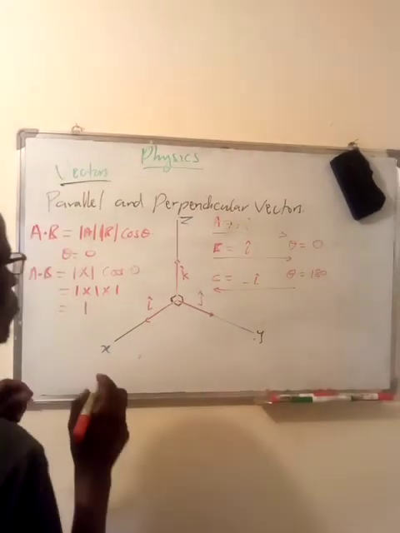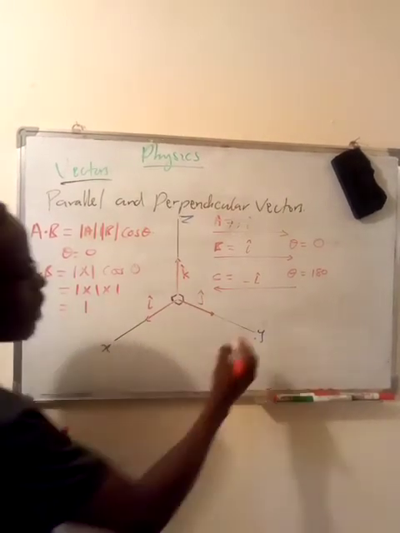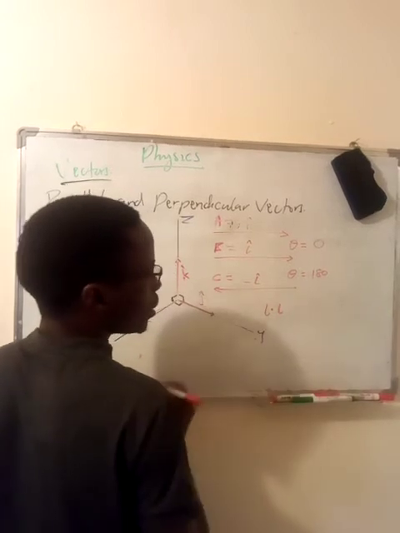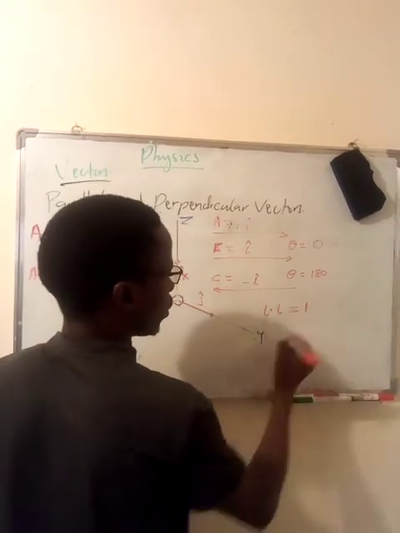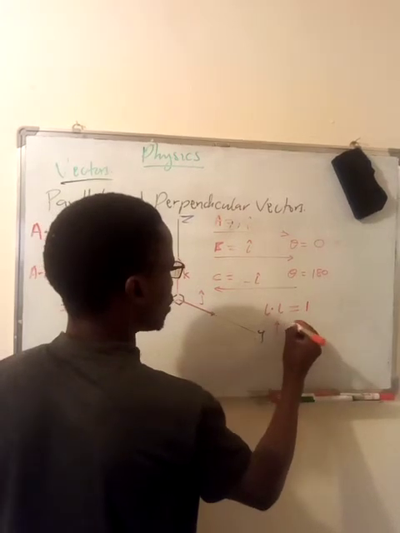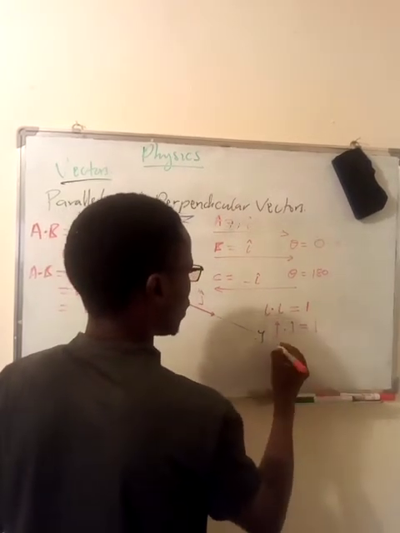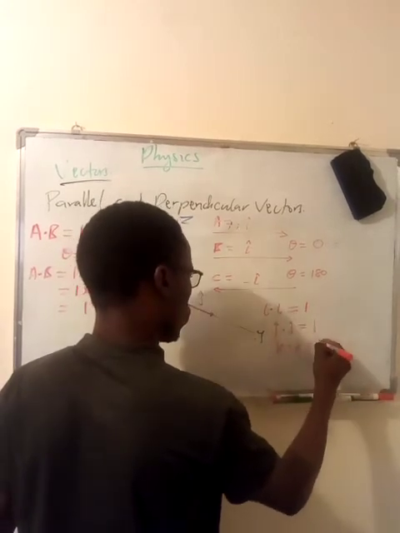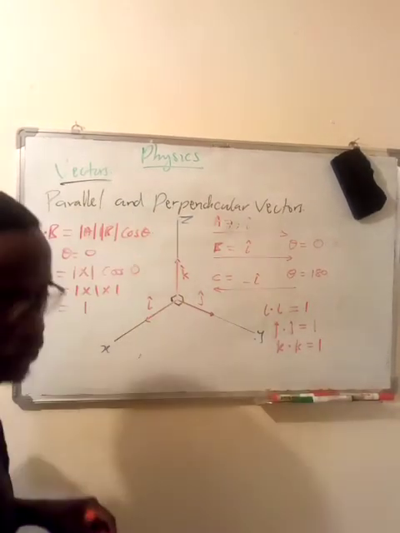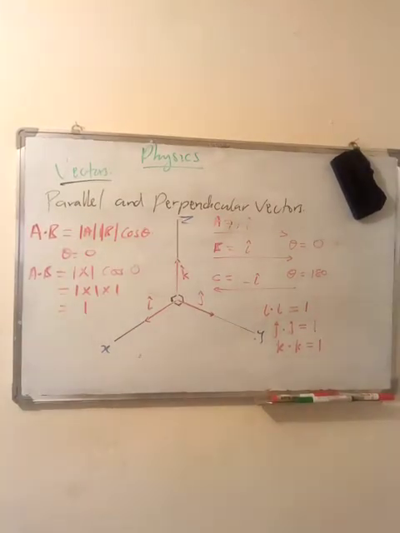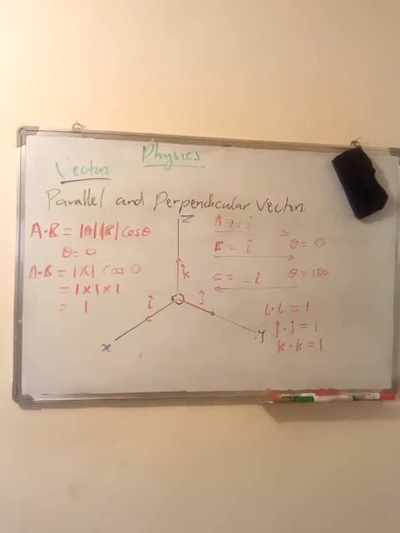So we talked about perpendicular vectors and parallel vectors. For perpendicular vectors, the dot product is 0. When we have parallel vectors, the dot product is 1. Please don't forget this. I'm going to rewrite that here.